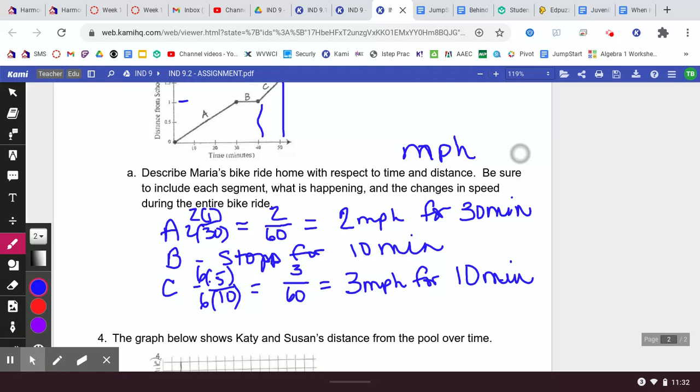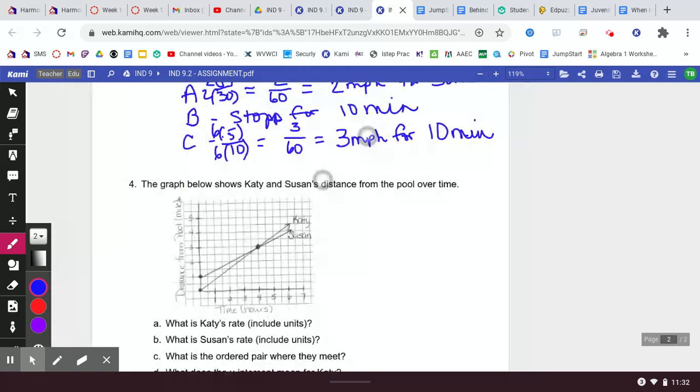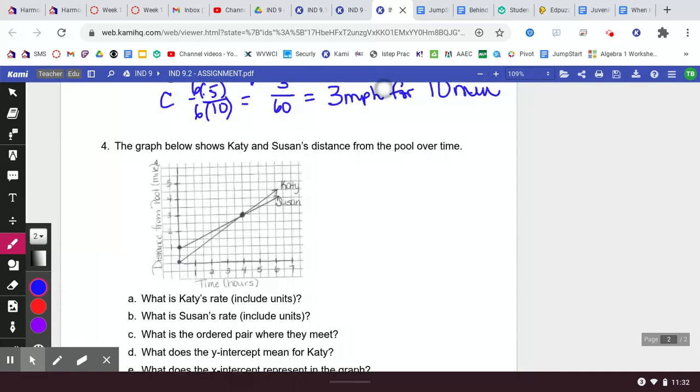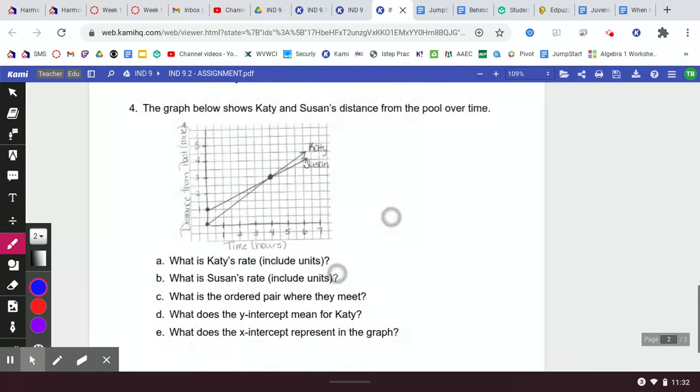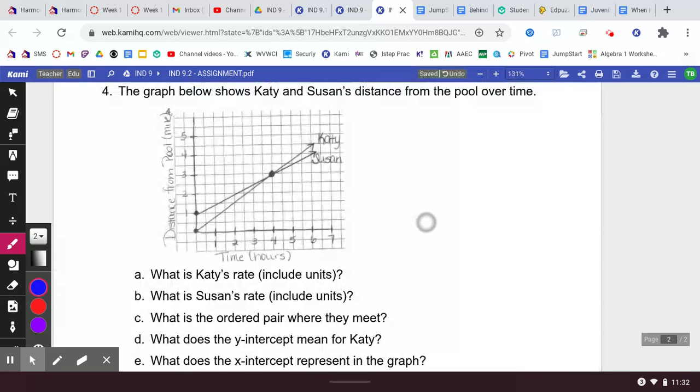Okay. All right. Next we have Lexus. We want to know what is Kate's rate. And so we have distance over time here. So what's our distance for Kate?